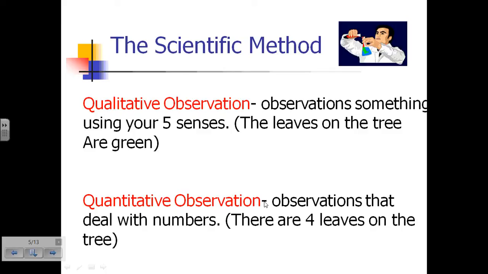The word qualitative observation comes from the word quality, and in this case it refers to observations of something using your 5 senses. This includes smell, touch, sight, any of those things. An example would be if you were looking at the tree, the leaves on the tree are green. A quantitative observation, however, deals with numbers. They deal specifically with numbers. And in this case, an example would be if a tree was noticed and the tree had 4 leaves on the tree. So that is the distinction. Quantitative observation comes from the word quantity, which refers to the number. So think about that as you go through.